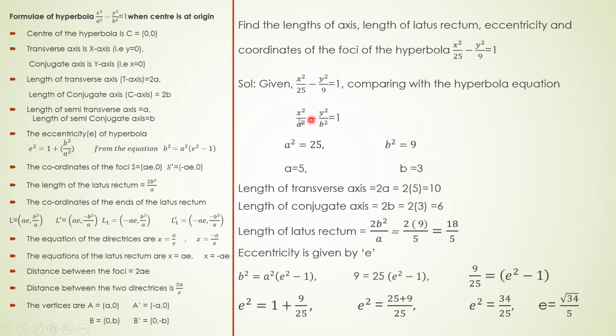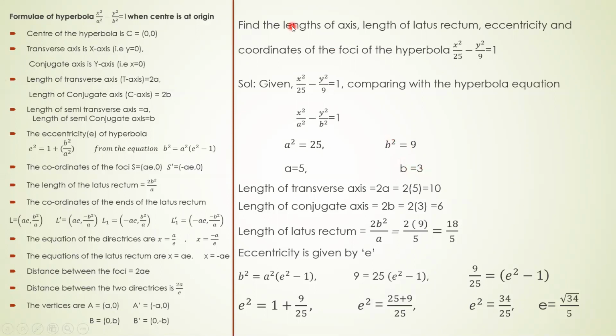What is the hyperbola equation? That is x square divided by a square minus y square divided by b square is equal to 1. Now, when we compare here, we can say that a square value is 25. When we take the square to the other side, it will become square root. So a value will be 5. Similarly, b square value is 9 here. When you take the square to that side, it will become square root. So b value is 3.